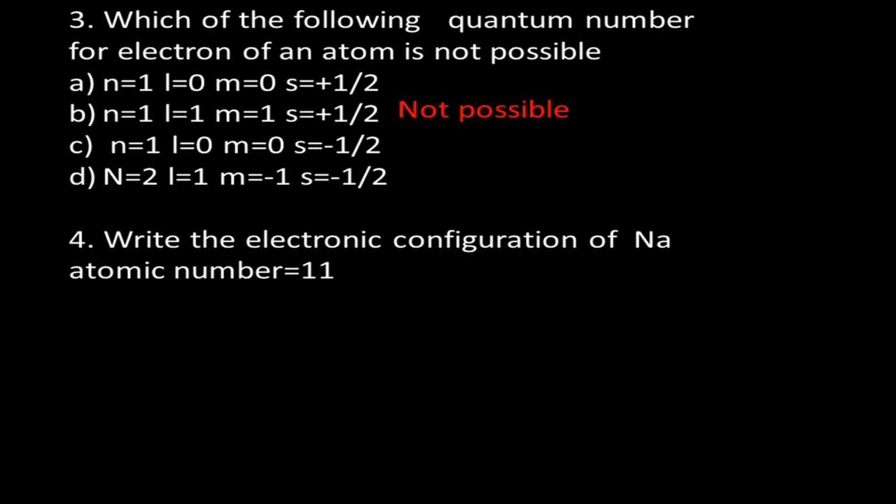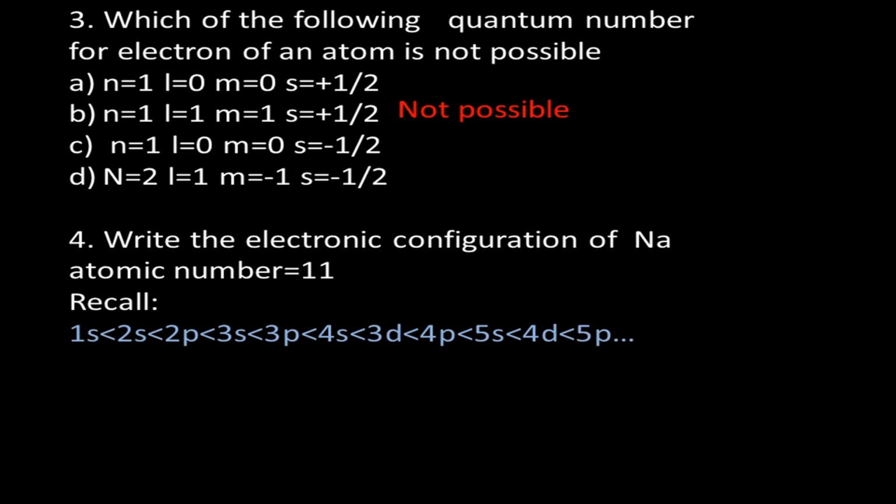Number 4, write the electronic configuration of sodium. The atomic number of sodium is 11. So recall our energy range: 1s, 2s, 2p, 3s, 3p, 4s, 3d, 4p, 5s, 4d, and 5p. So let's write. We are filling in 11 electrons. So we have 1s2, 2s2, 2p6, and 3s1. The 2s can take in 2 electrons because it only has 1 orbital. The p has 3 orbitals, and each orbital takes in 2, that is 6. So you have 2 plus 2, 4 plus 6, 10.